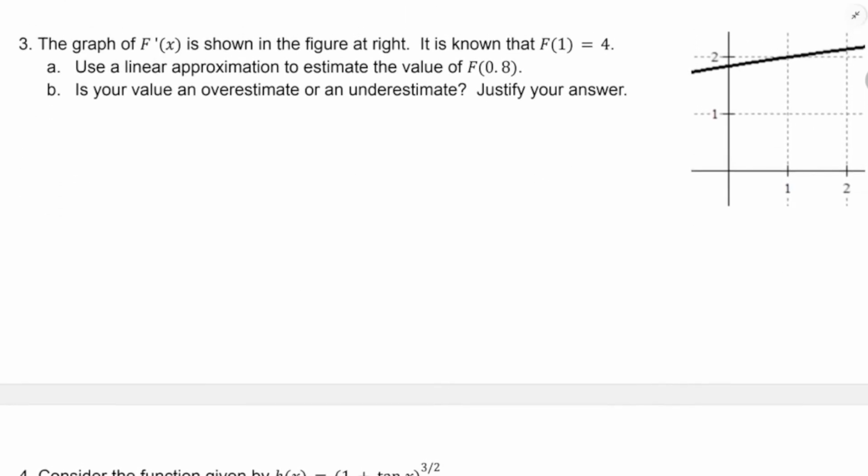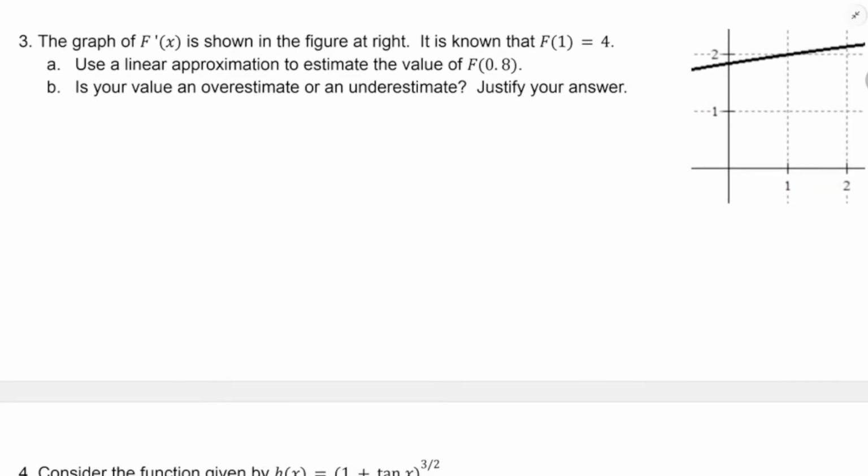Okay, now the next one here shows us a graph of f prime. Okay, not the graph of f. It is known that f of 1 is equal to 4. Use the linear approximation to estimate the value of f of 0.8. Okay, so I'm going to need a tangent line. Let's say the point is going to be f of 1 equals 4, so 1 and 4. The slope, I'm going to go over here, looking for f prime of 1. Looks like f prime of 1 equals 2. That's really all the information we're supposed to get off the graph.